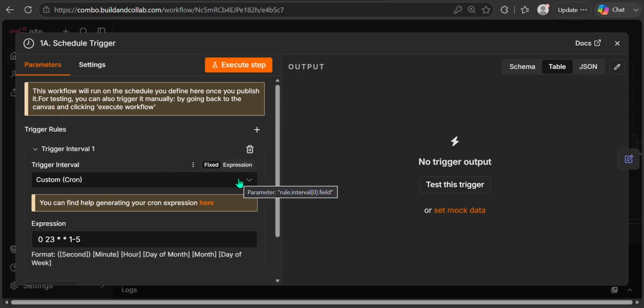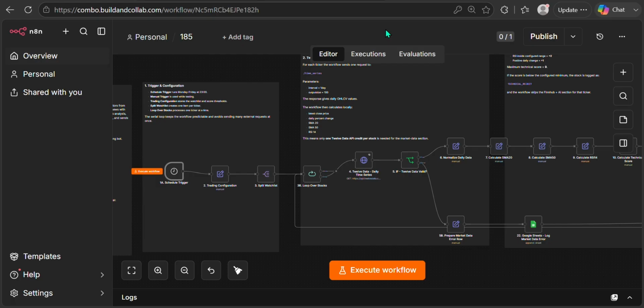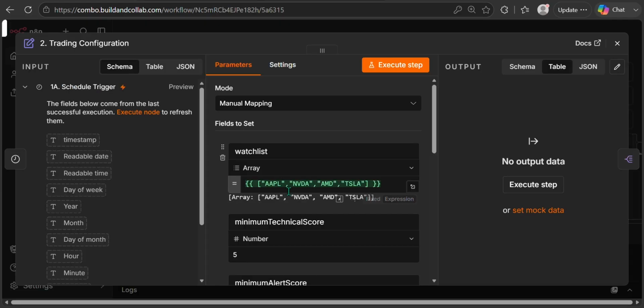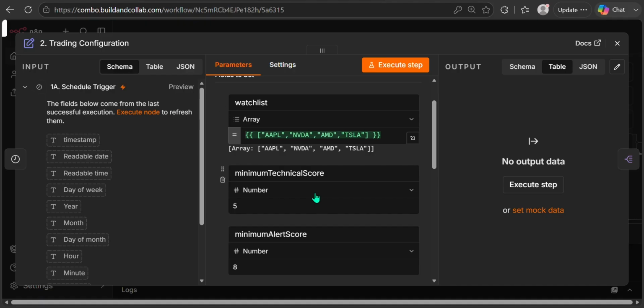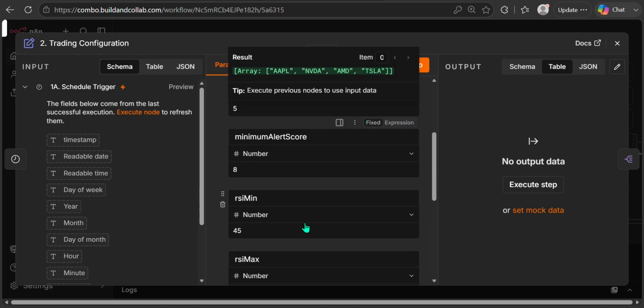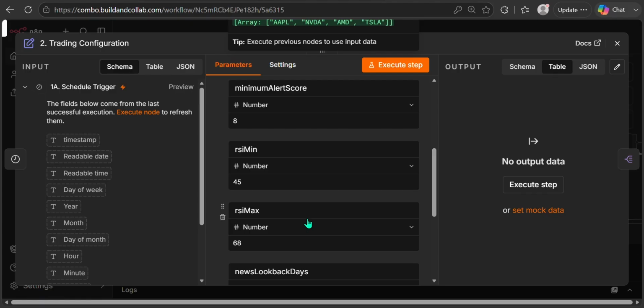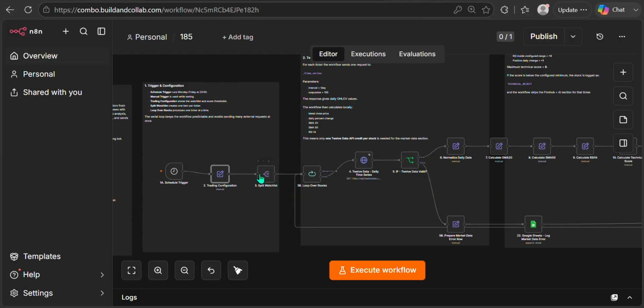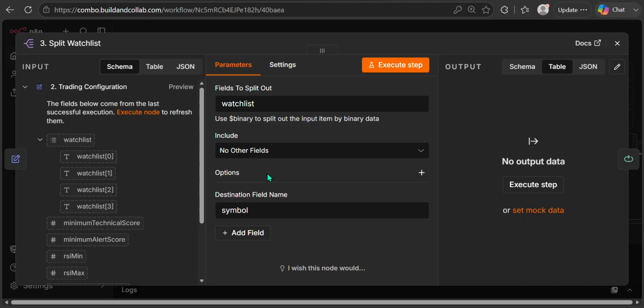The schedule trigger can run the workflow automatically from Monday to Friday. Then we have the trading configuration node. This is where I define my watchlist. Right now, I'm monitoring Apple, Nvidia, AMD, and Tesla. I also define some important values here, like the minimum technical score, the final average score, and the RSI range. After that, the split watchlist node separates the stocks into individual items, and the loop over stocks node processes them one by one.